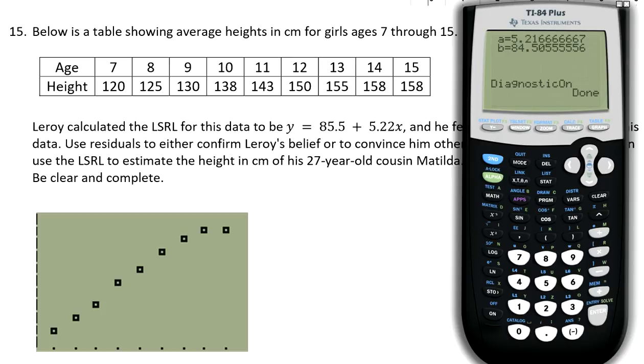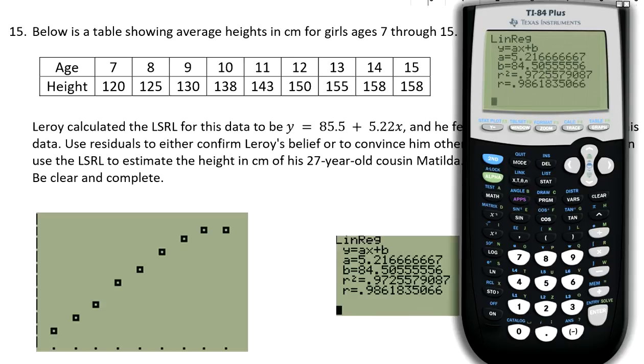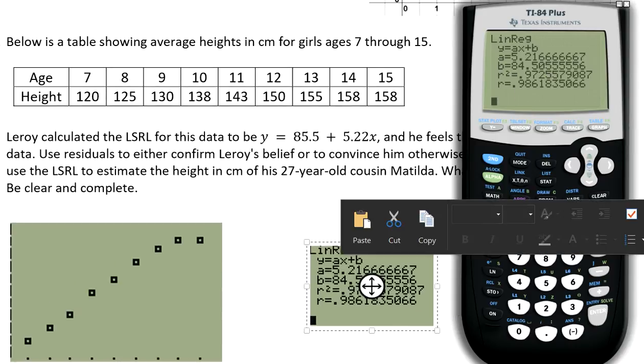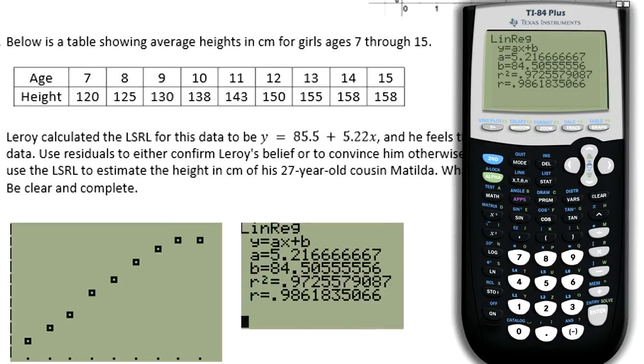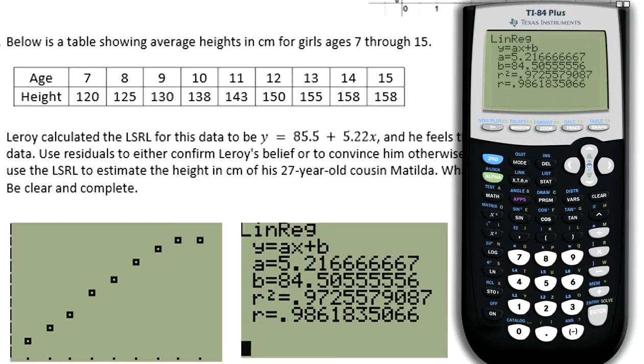So diagnostics is done. So now I'm going to do my linear regression again. Calc. There we go. And when I do it this time, let me pull this over here and make it a little bit larger. I can see that my correlation coefficient is very, very strong, right?